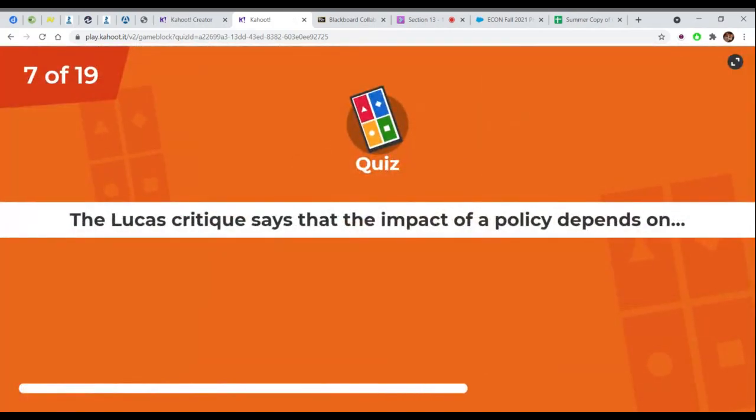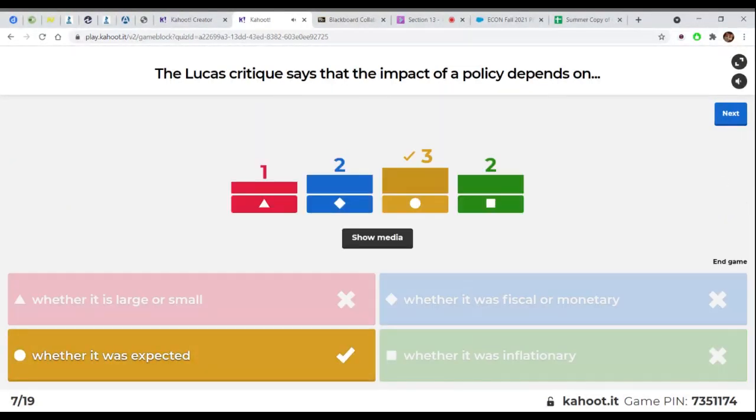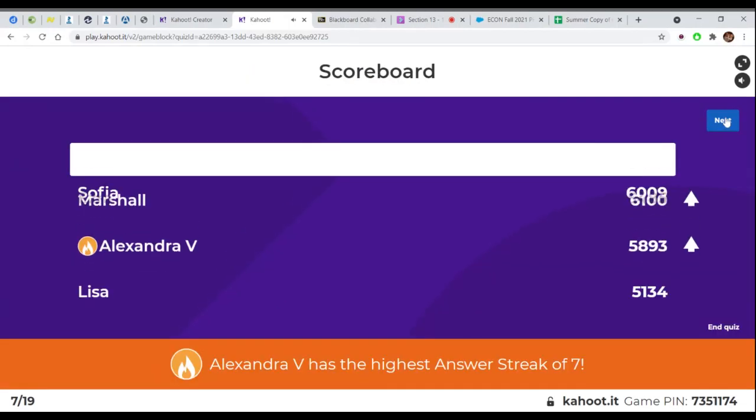The Lucas critique says that the impact of a policy depends on what? Its size, its nature, whether it was expected, or whether it was inflationary. What is the Lucas critique? Whether it was expected or not. That's right.